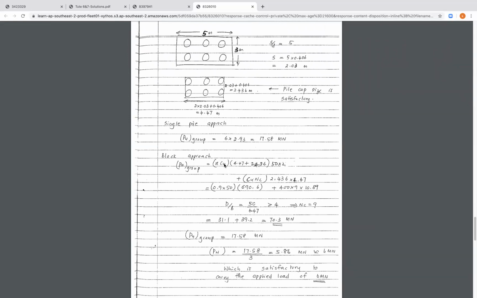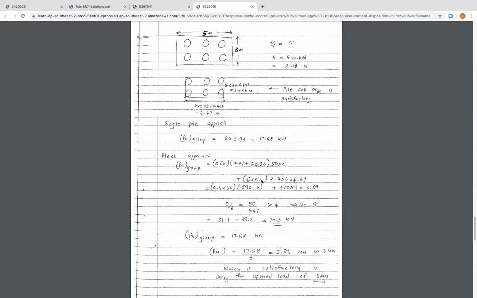The same value for alpha and CU. Alpha will be 9, CU will be 50, and the perimeter here is 4.47 plus 2.436, doubled, and that's multiplied by the 50, which is the length of the pile. That will give us the shaft resistance for the block of the piles. Then we need to find the end bearing capacity, the resistance at the end bearing area, and that will be CU, which is the same 100 for the bedrock, multiplied by NC.